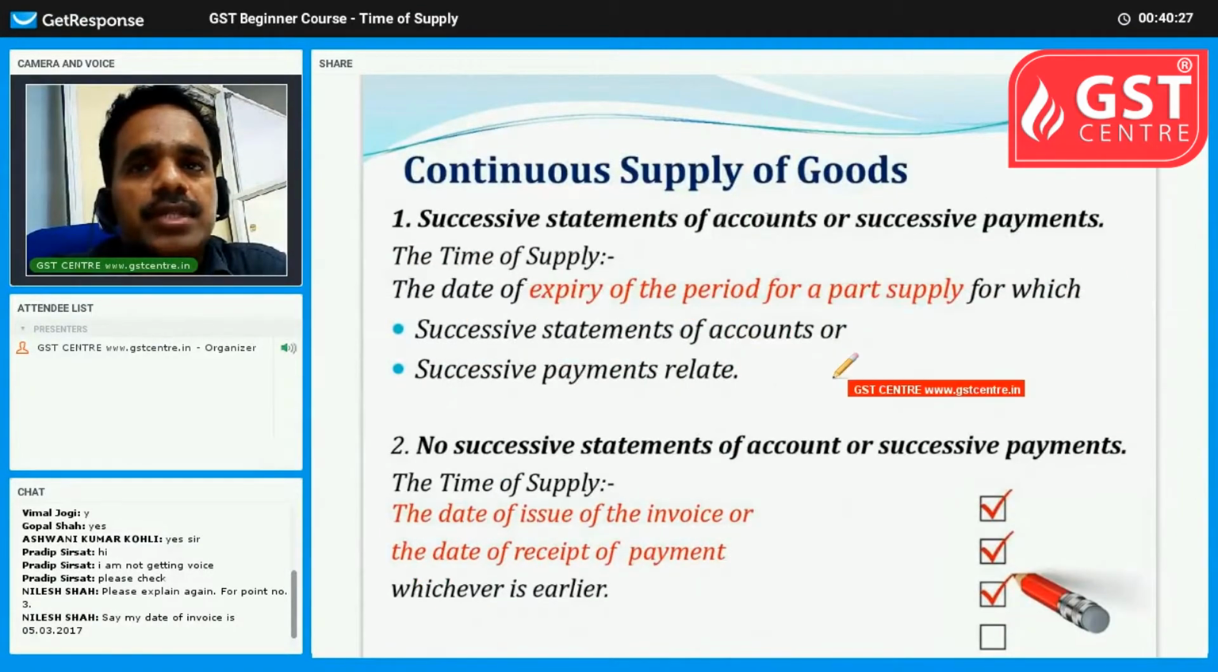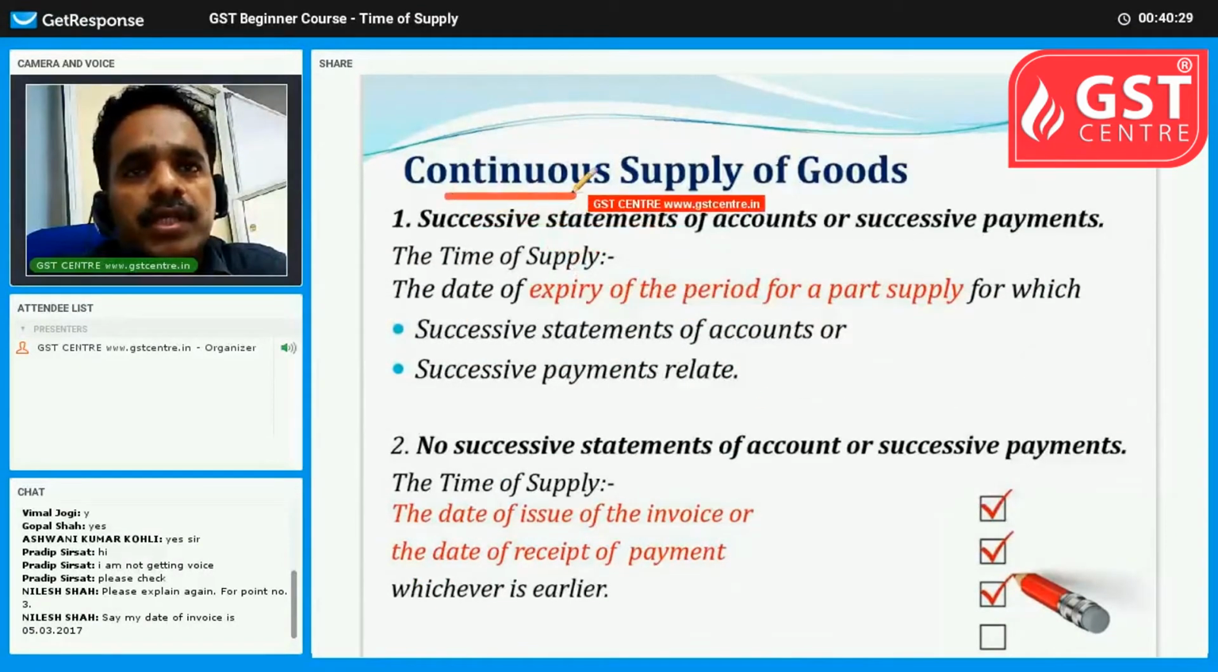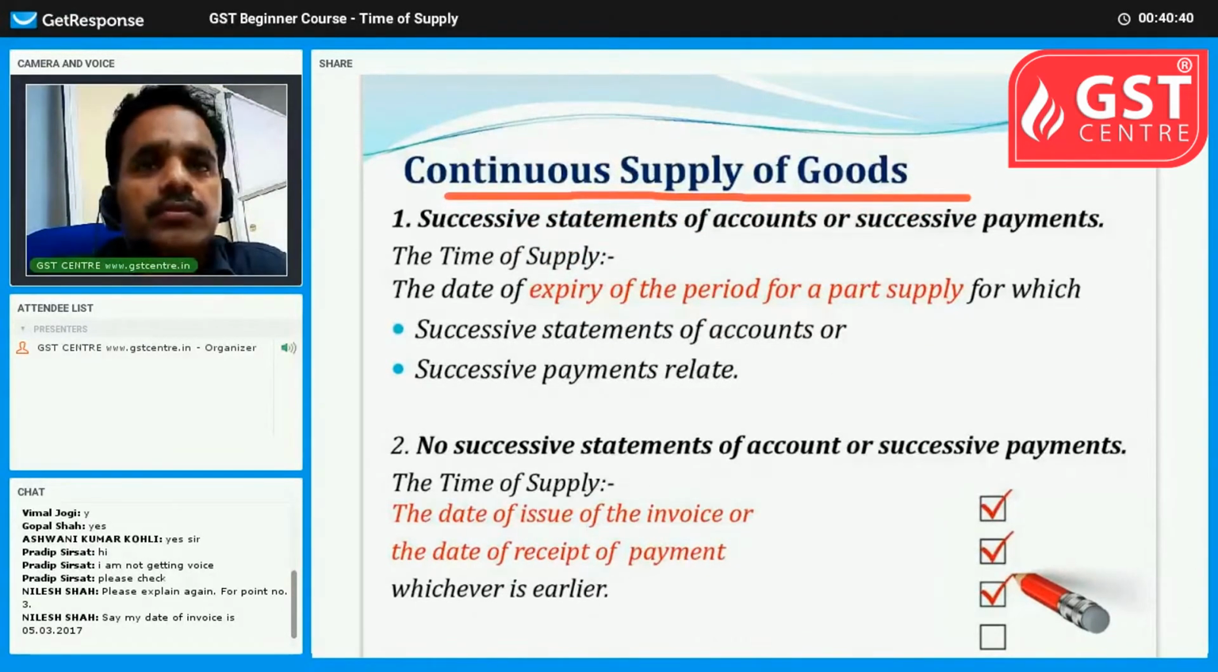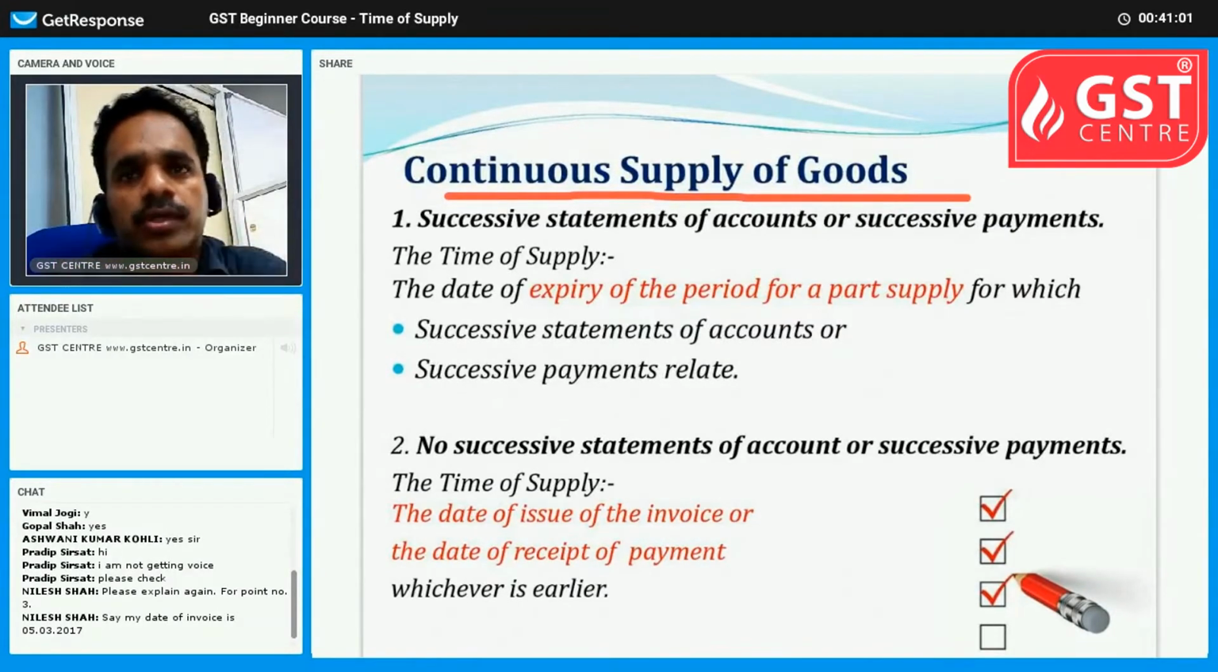Okay, so another scenario is what will happen in the case of continuous supply of goods. Continuous supply of goods means we have agreed for a bulk quantity of goods, or installment-wise supply of goods. In that case, when will be the time of supply? Whether it is partially determined, or for all the quantity together.